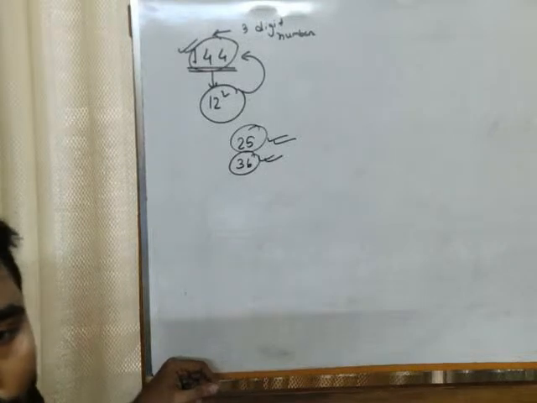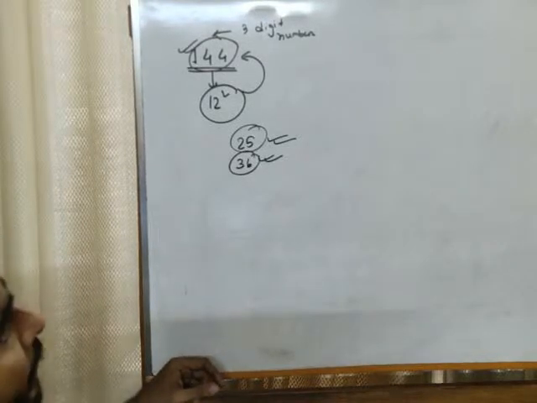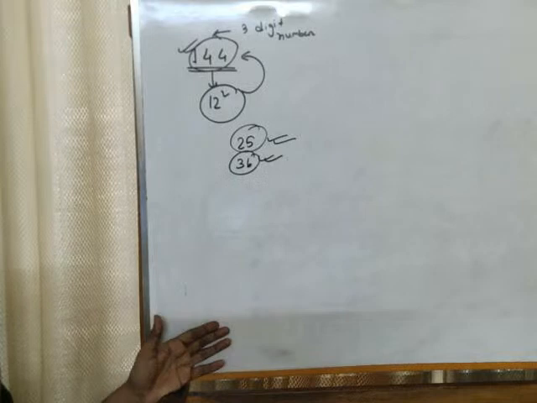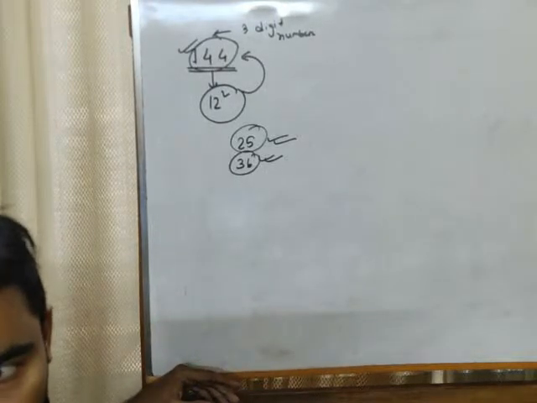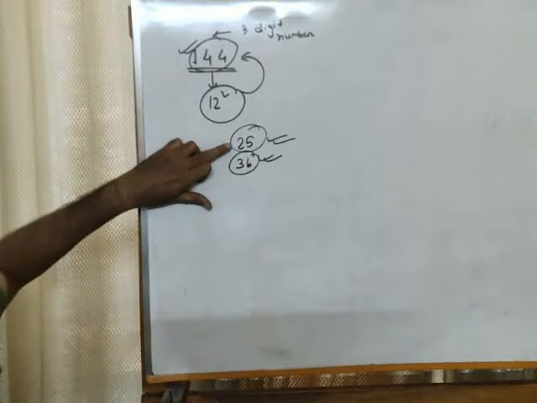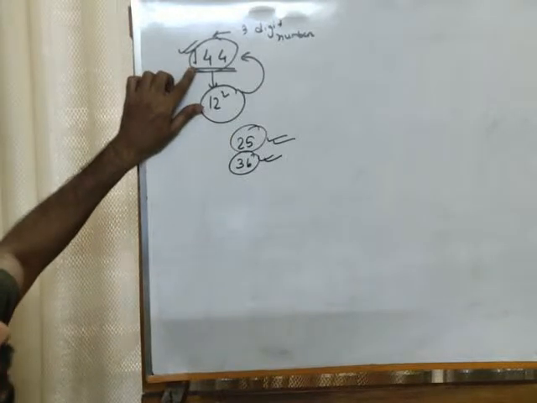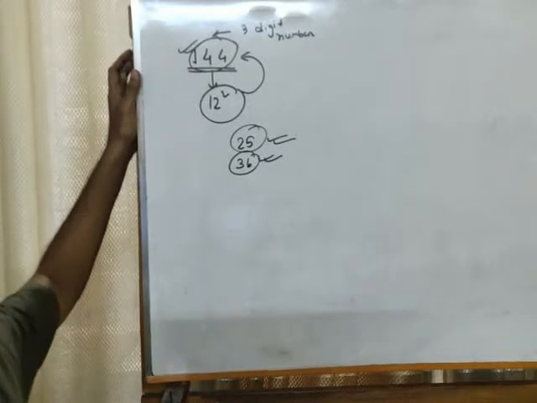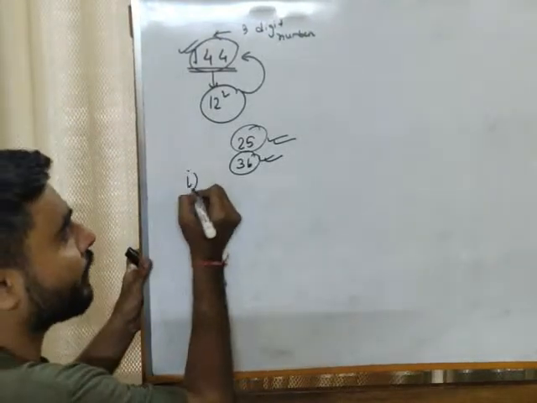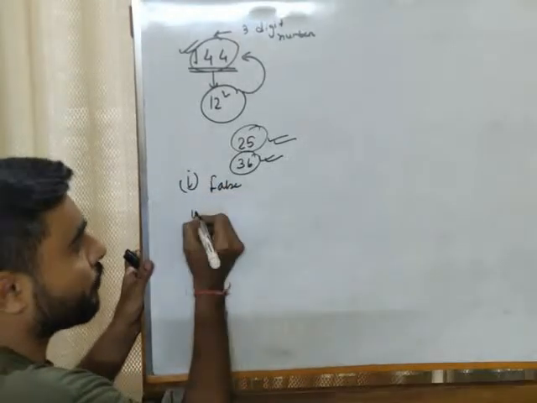Are you clear everyone why it is false? A perfect square number can have an even number of digits. At the same time it can have an odd number of digits too. I gave you the example: 25 has 2 digits, even, and 144 has 3 digits, odd. So there is no such binding, so it is false. So number 1 is false.